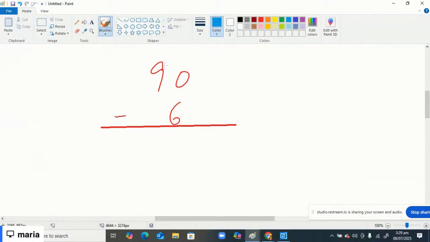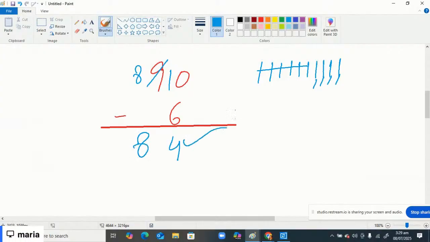So we borrow from the 9. 9 becomes 8, 0 becomes 10. So let's draw the 10 lines. Take away 6 lines, 2, 3, 4, 5, and 6. How many are left? 4 are left. And now your 8 stays as it is. This is 84.